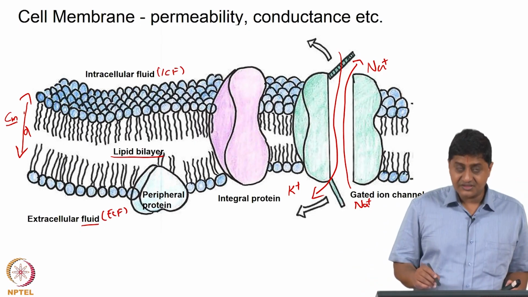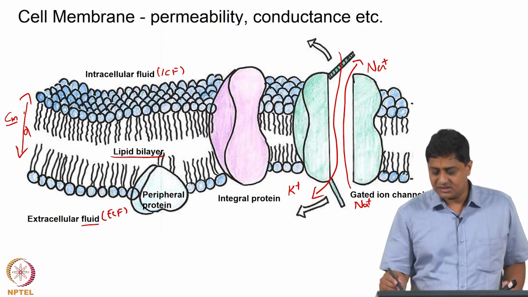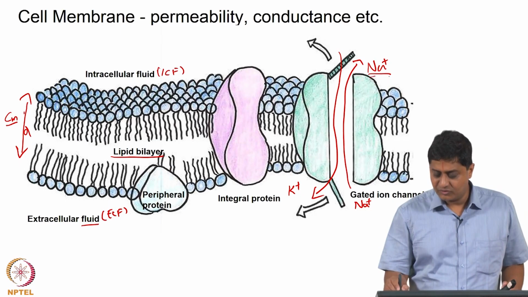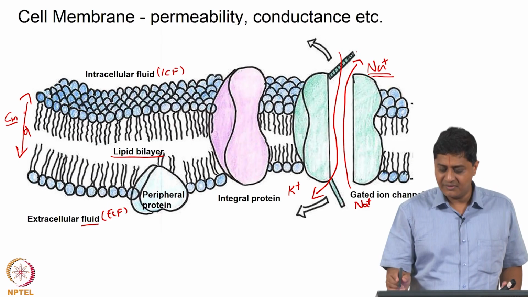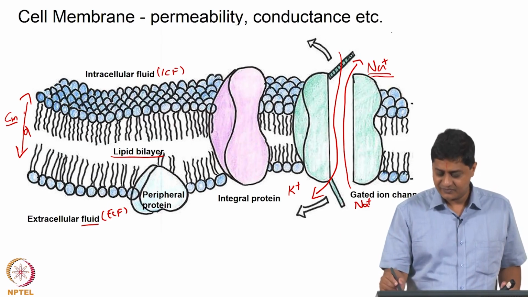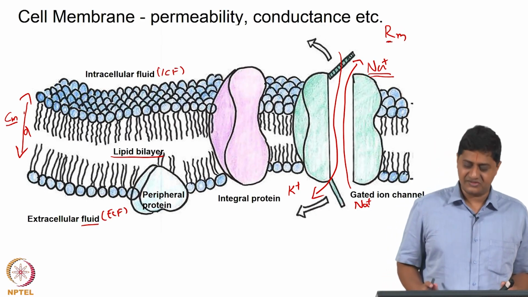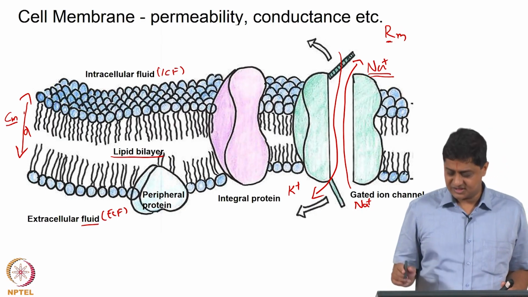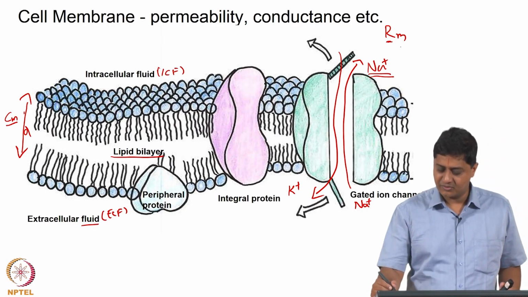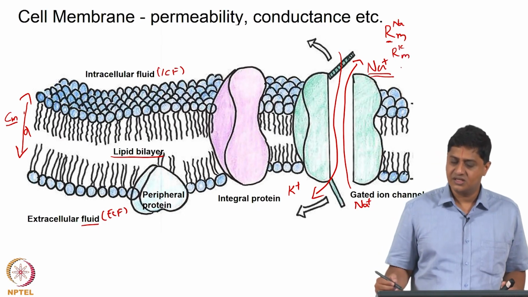But today we should also discuss one more thing: to what extent are these ions able to freely move? If say this ion is able to move less freely, then it has a resistance, a membrane resistance. It turns out that each ion can have different amounts of resistance. So we could call this Rm for sodium. Similarly for potassium there is a membrane resistance, etc.